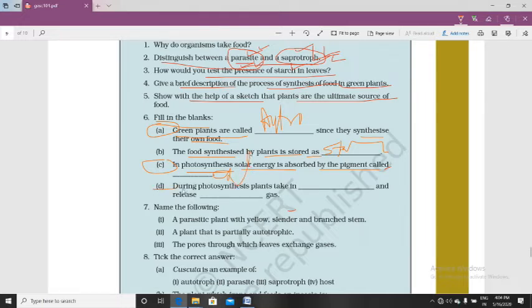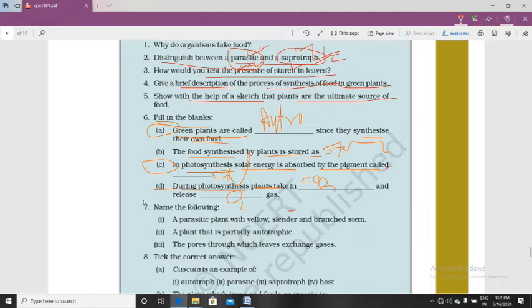Question D. During photosynthesis, plants take in dash and release dash gas. We have to fill in the gas. So which gas are plants taking? During photosynthesis, they take in carbon dioxide and release oxygen, O2.